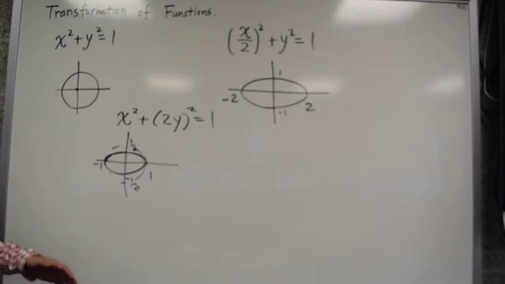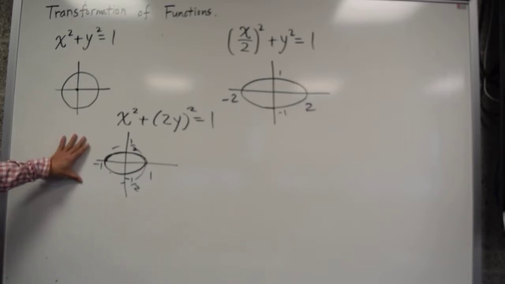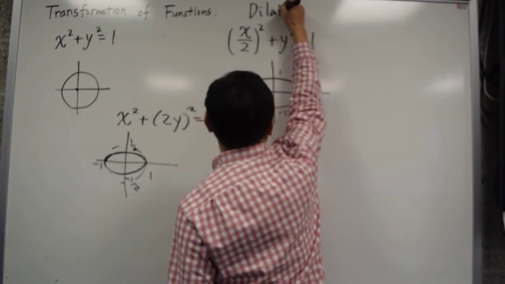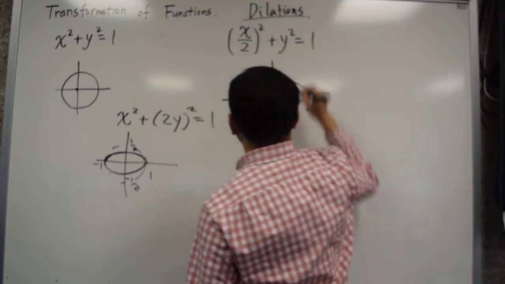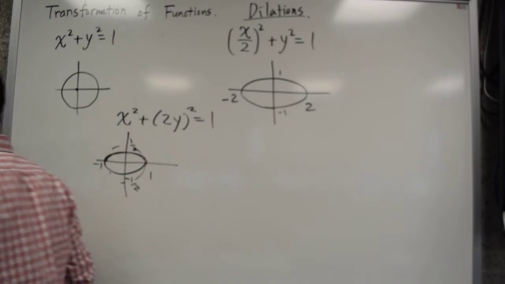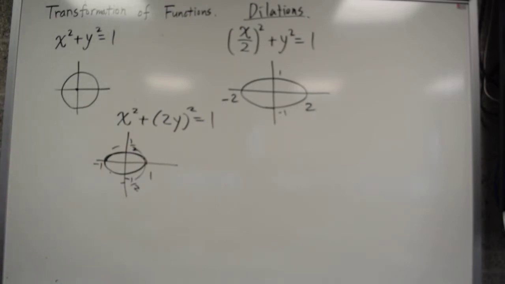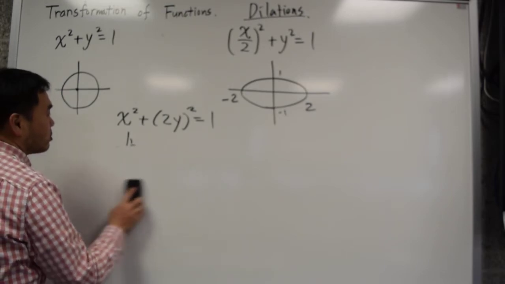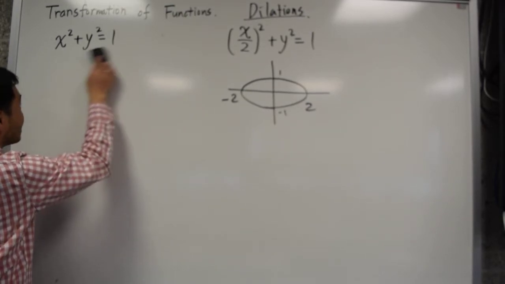So that's how you get dilation, okay? These are the dilations when you have a circle like that. Now, I haven't shown you the dilation for a function yet. So let me show you a dilation for a function.